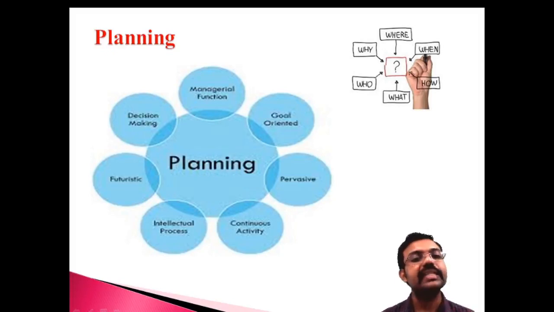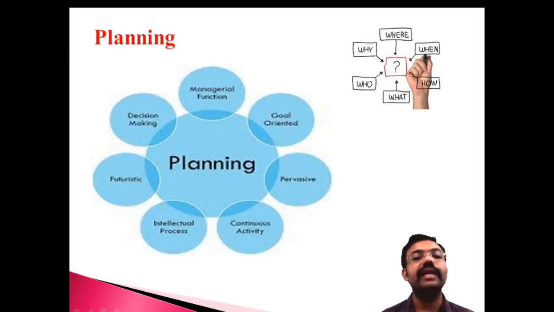So planning is treated as an intellectual process. Another one is that planning is futuristic, that means it is future oriented. The plans are mainly for the future side. That's one of the important characteristics. Another one is decision making. Planning is always focusing on decision making. So these are important elements of planning: the managerial function, goal oriented, pervasive, continuous activity, intelligent process, futuristic and deciding in advance.